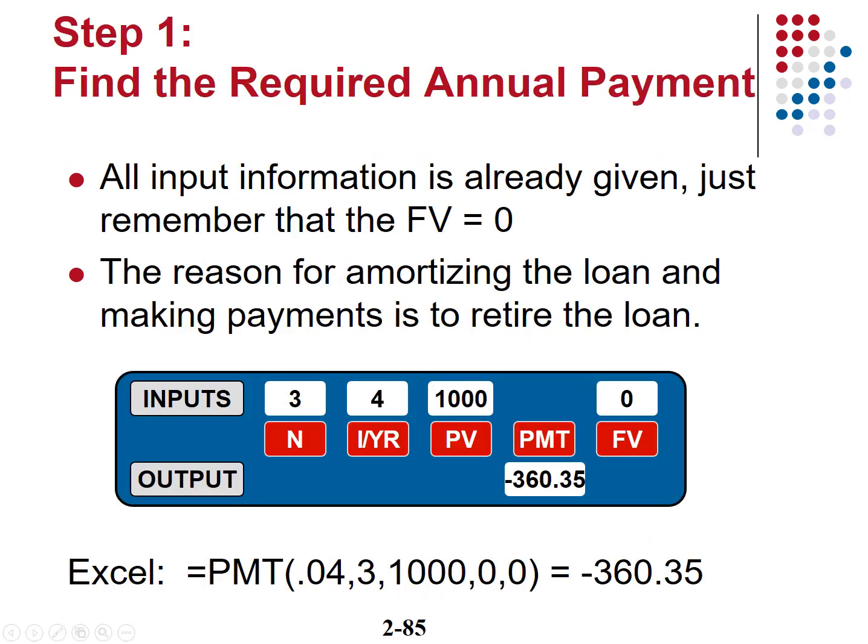Step 1 is to find the equal annual payment. We're solving for an annuity payment. The loan amount is the present value, and it's positive since it's an inflow to you, $1,000. Future value is 0 since the loan is to be paid completely. N is 3 years, IY is 4%. Solve for payment, which will be negative since it's an outflow from you.